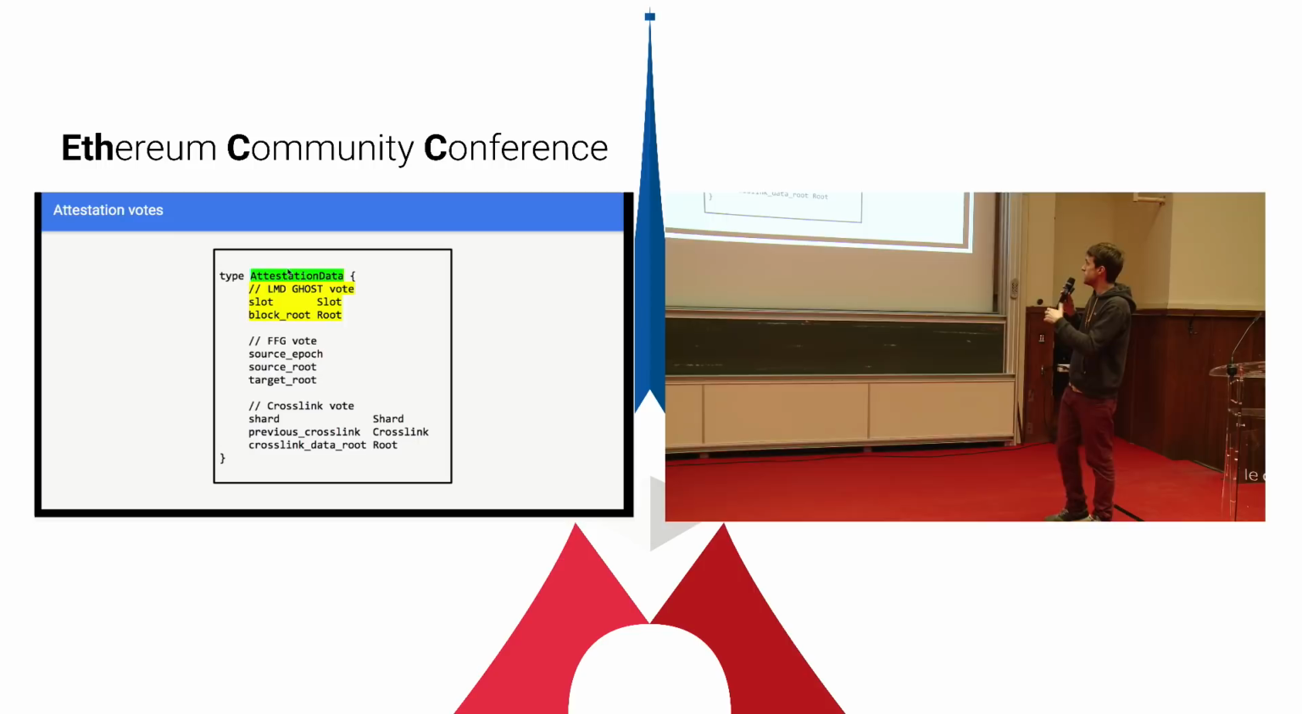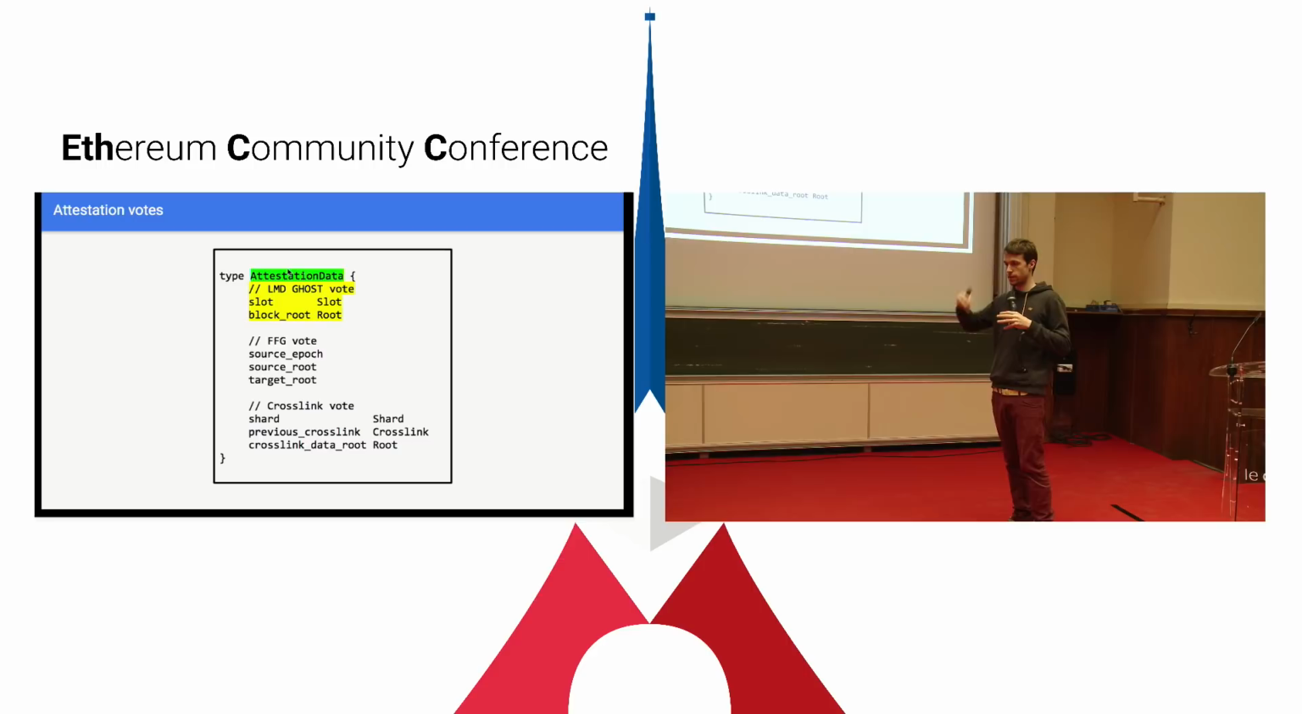The reason why we include this information on chain is because we want to do incentivization of the correct vote. If people have indeed voted for the right block root, by right I mean from the perspective of the chain, then you get a reward. If you voted for a block root which is different than the current chain that you're currently looking at, then you get a penalty.